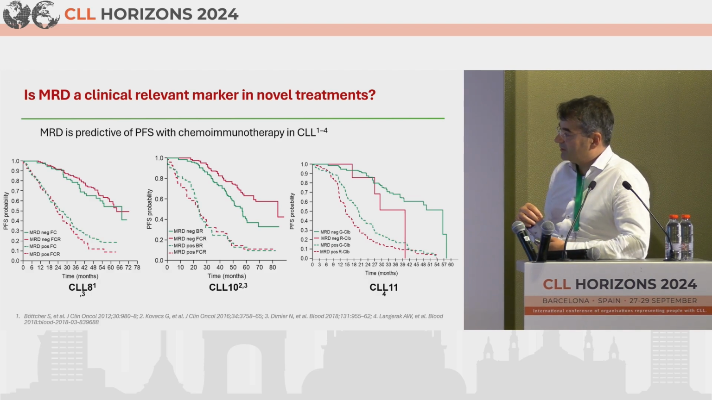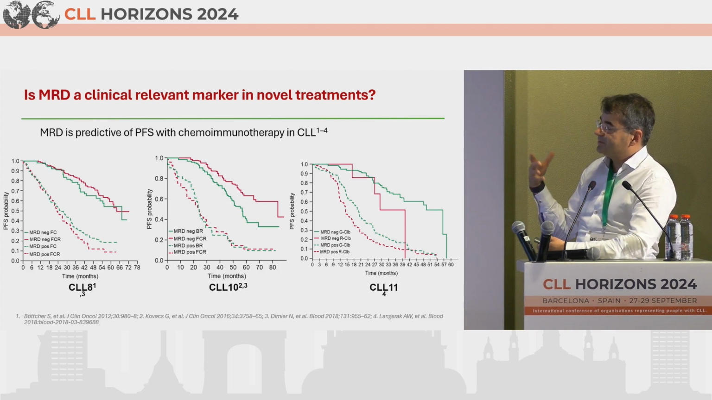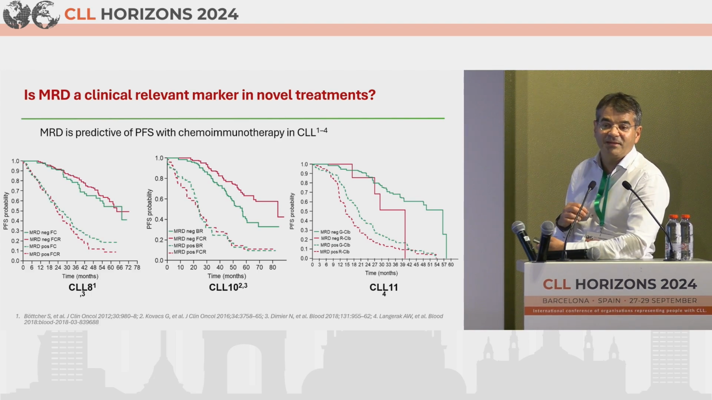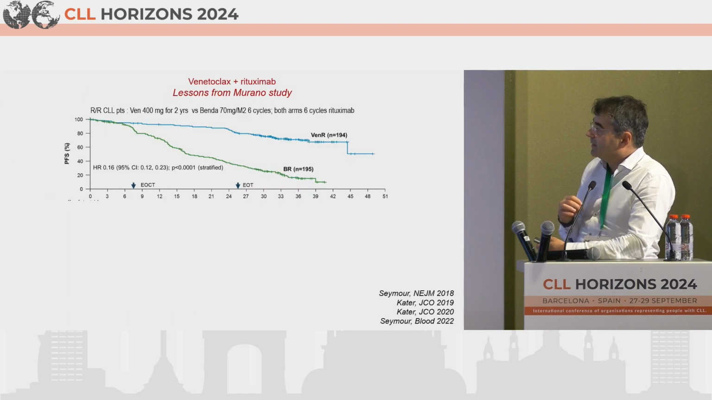So the different colors don't really matter so much, but those are the different treatment regimens that they tested in a phase 3 study. And what you see always is that independent of the treatment, if you are MRD negative, you do actually much better. So prognostic marker, I think everybody believes this after this data.